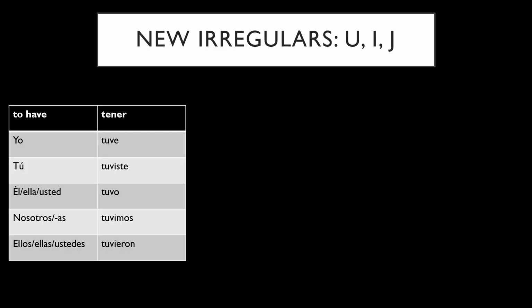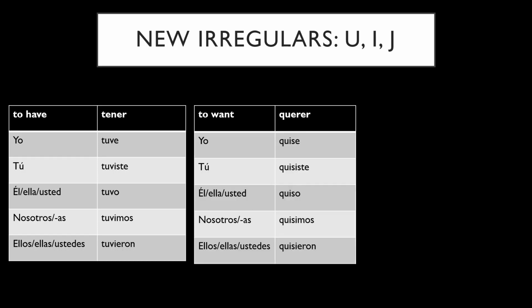Let's look at each of these verbs side by side with some examples. Our first example comes from the U group and is tener. Tener is conjugated in the preterite as tuve, tuviste, tuvo, tuvimos, and tuvieron. Our next example is querer, which falls under the I group. Remember, the I group and the U group have the same exact endings. This creates the conjugations of quise, quisiste, quiso, quisimos, and quisieron.